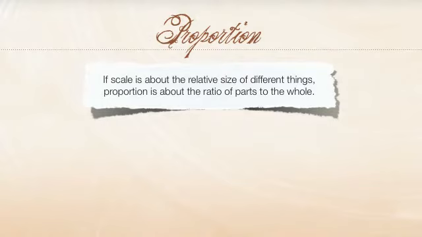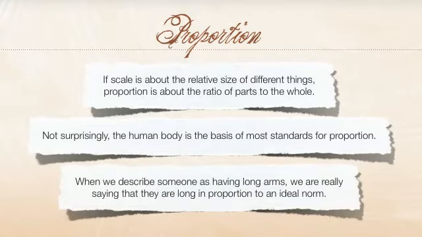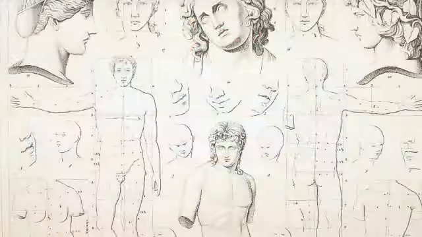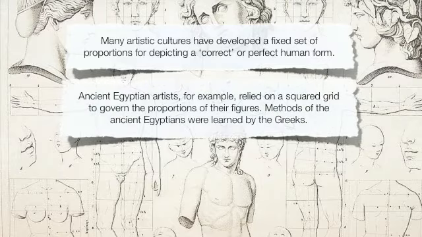If scale is about the relative size of different things, proportion is about the ratio of parts to the whole. Not surprisingly, the human body is the basis for most standards of proportion. When we describe someone as having long arms, we are usually saying that they are long in proportion to the ideal norm. Many artistic cultures have developed a fixed set of proportions for depicting a correct or perfect human form. Ancient Egyptian artists, for example, relied on a squared grid to govern the proportions of their figures.